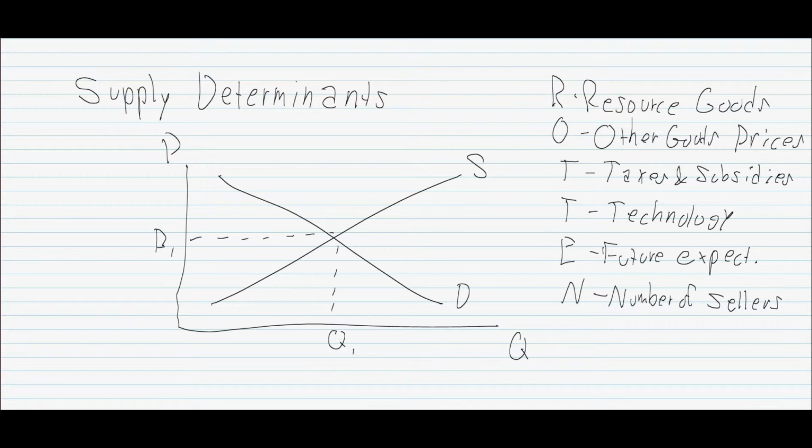Okay, what does it mean? R is resource goods. Resource goods are what go into making the product. So for example, let's say this is the graph for making apple pie. If the price of apples falls, if it decreases, that means we can make apple pies cheaper. So we can make more apple pies now. So supply increases.